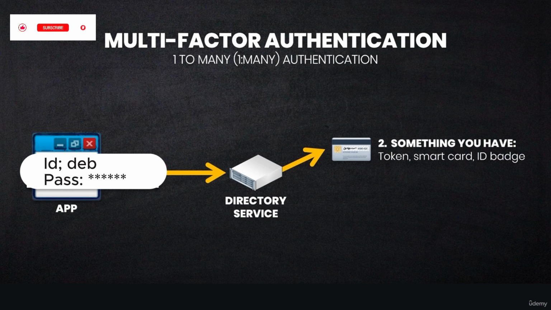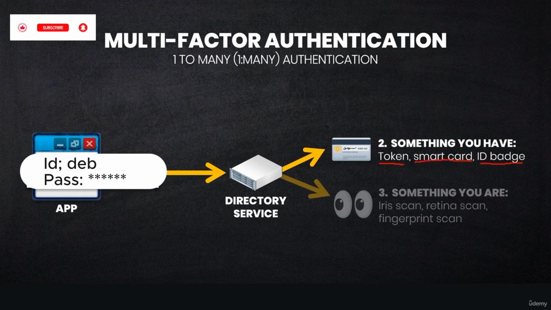This is what is called type 2 authentication. Something you have, right? Your token, a smart card, an ID badge of some kind, or you could just ask for something you are. Let's authenticate you using an iris scan, a retina scan, a fingerprint scan, a palm scan, and so on, right? This by far proves without a doubt that this is indeed you trying to authenticate and gain access to the system.